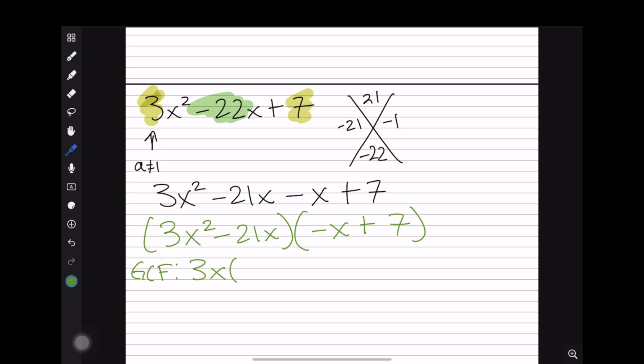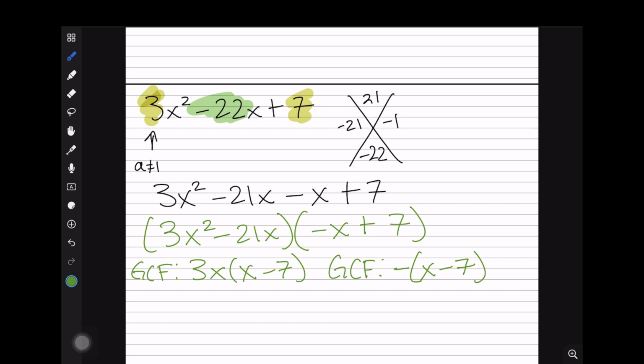So to get to 3x squared and you have a 3x, you want to multiply by x. Same thing, you want to multiply by 7 to get to 21. Okay, now the greatest common factor here between negative x and 7 is going to be a negative 1. So you're going to have negative in parentheses, you're going to have an x and a negative 7. Right? All we did was take out a negative.